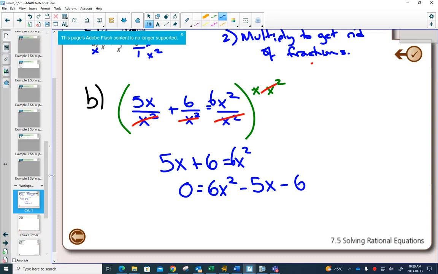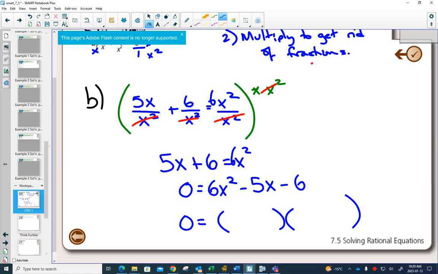And then how do we solve this? Either quadratic formula or factoring. If you're feeling confident in your factoring skills, go to factoring. If you look at this one and go, ooh, I don't like that 6x squared in front, this one looks complicated to me, then go to quadratic formula. All right? So choose one, try some things.